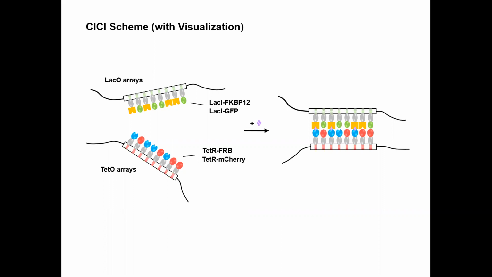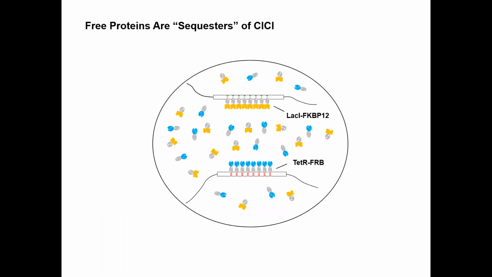So the idea is very simple, but in reality, this is hard to do because of the issue of free proteins, okay? Imagine a scenario where you have lots of free proteins. Now you add rapamycin, what will happen? Well, the free proteins will bind first. And they work as sequesters, preventing the two chromosome loci from interacting with each other. So for CICI to work, it's absolutely necessary to generate a condition where we still have lots of bound proteins, but not so much free protein.